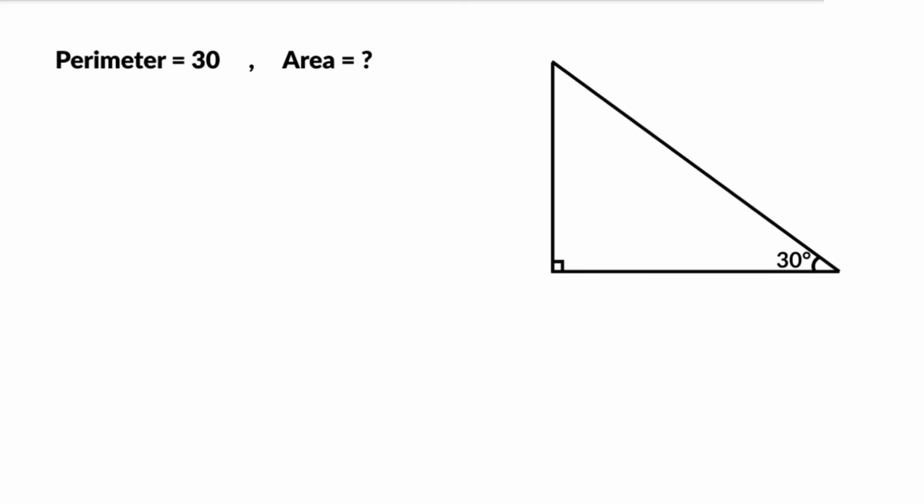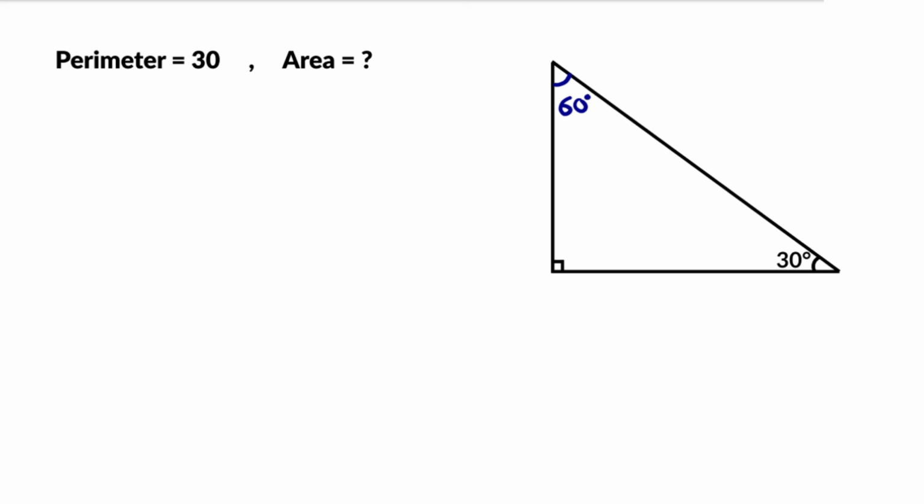Let's start with the angles. Every triangle has interior angles that add up to 180 degrees. We already know 2 of them, 90 degrees and 30 degrees. So the remaining angle must be 180 minus 90 minus 30, which equals 60 degrees. That means we're dealing with a very special triangle, the famous 30, 60, 90 triangle.